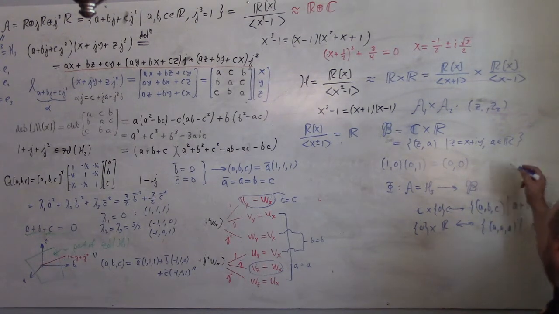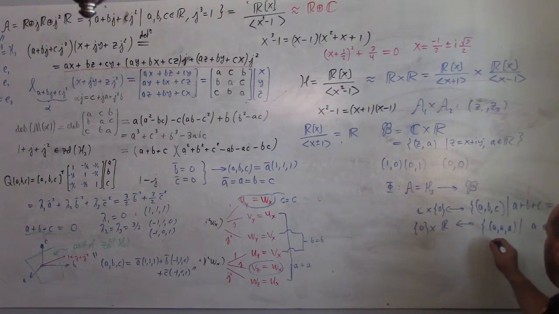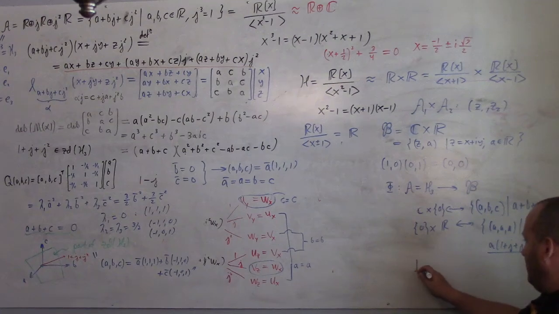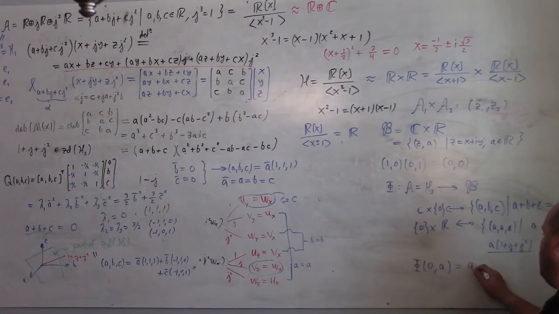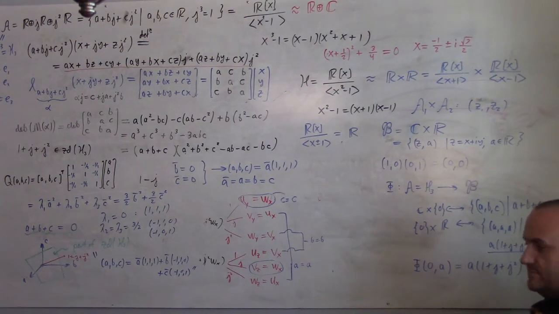So we can make this a little bit more... I mean, what is this? This is A times 1 plus J squared, right? And so this is actually the one that's kind of more fun, because this says that phi of 0A should be equal to A times 1 plus J squared, right?